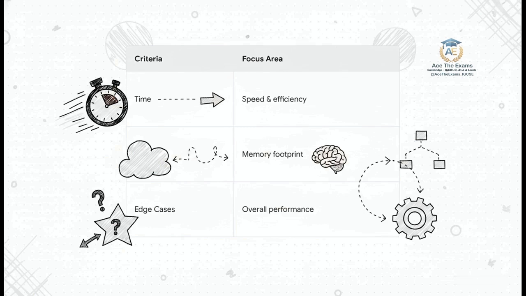This forms part of our ultimate success blueprint. 3 rules that guarantee top marks. Rule 1, command word decoding. Rule 2, PEEL framework application. And Rule 3, the time management matrix. You invest your time in evaluating these 3 criteria heavily because that is where the A-star marks are hiding.